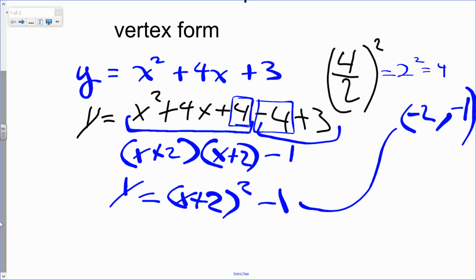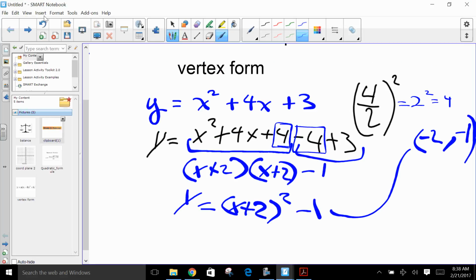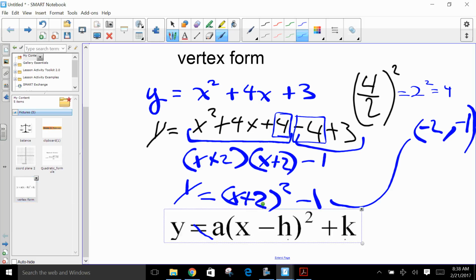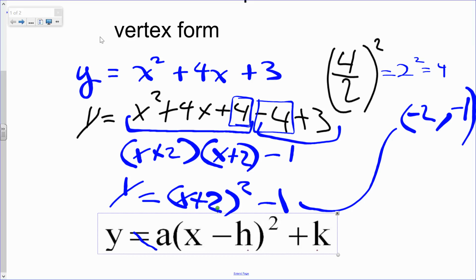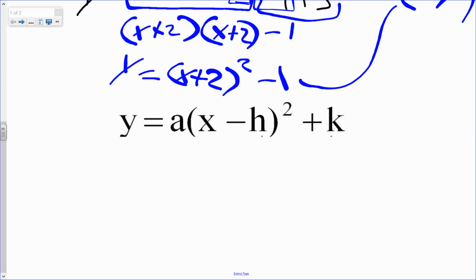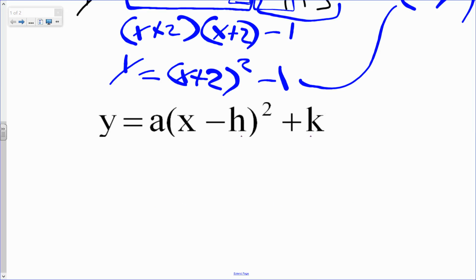And now we're going to compare it to vertex form. Is it in vertex form? Let me get vertex form right here. Let's compare it with this. So remember we worked on this last week. Let's compare it with vertex form. Looks very good to me. So in this case a is 1. We got a minus h, but we have a plus 2. So this is really, we went over this last week, this is really x minus a negative 2. X minus a negative 2 is really x plus 2.